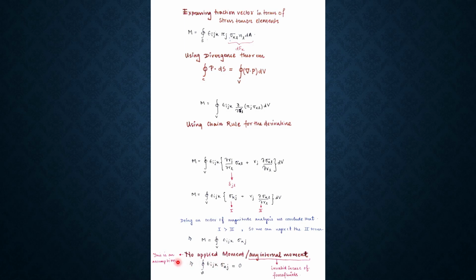Now we assume that there is no applied moment, or there is no internal moment in the fluid. That is, this LHS is 0. Now this is just an assumption that I've written over here, and there is no internal moment is an invalid thing to assume in case of, let's say, ferrofluids. In the case of that, there would be a different kind of stress tensor that we'll be getting. But okay, for now let's continue with the assumption that there is no applied moment and there are no internal moments. So by that way we can set the m to be 0, and the epsilon ijk sigma kj volume integral of that becomes 0.